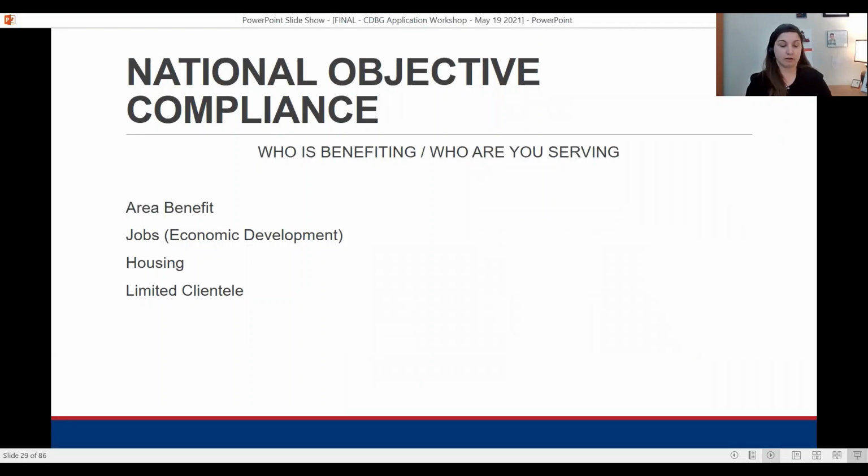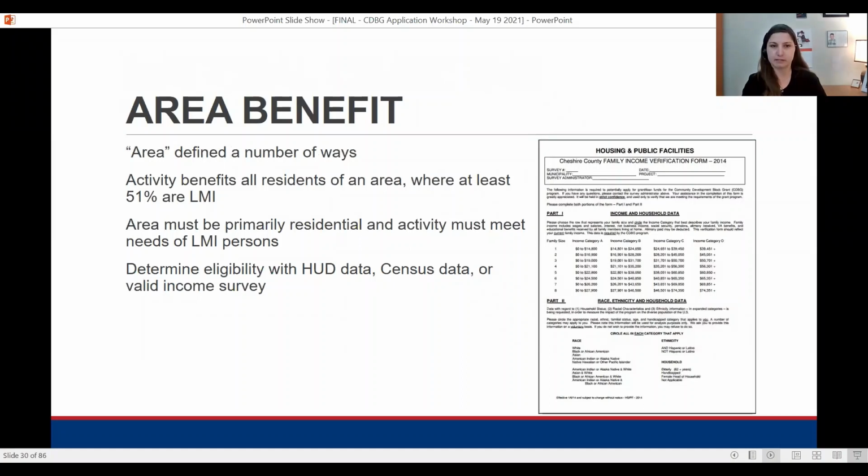So now we're going to talk a little bit more about the different categories here. The national objective of providing direct benefit to 51% of low to moderate income persons or households can be met under 4 different categories. And you can see them listed here. It's area benefit, jobs, which is economic development, housing, and limited clientele. We're going to get a little deeper into each of these in the next couple slides.